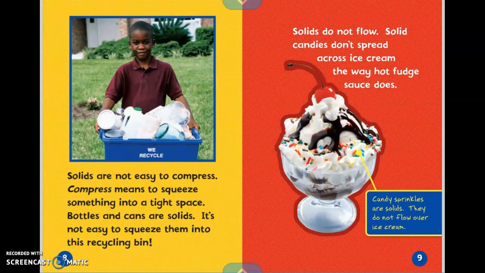Solids are not easy to compress. Compress means to squeeze something into a tight space. Bottles and cans are solids. It's not easy to squeeze them into this recycling bin. Solids do not flow. Solid candies don't spread across ice cream the way hot fudge sauce does. Candy sprinkles are solids. They do not flow over ice cream.